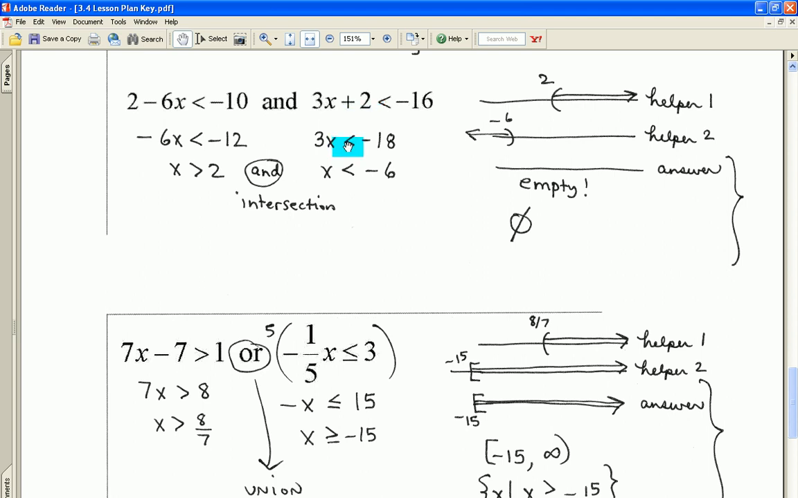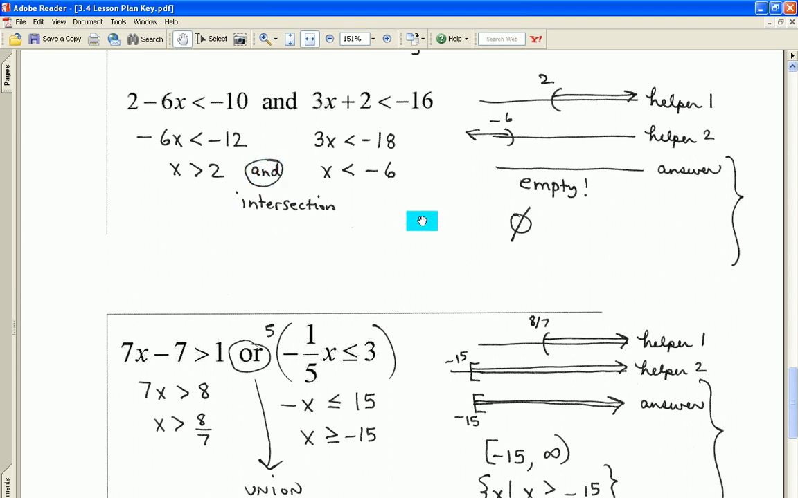That gives me 3x is less than negative 18. When I divide by 3, there's no sign changing. X is less than negative 6. Helper graph 1 is all numbers greater than 2. There's a paren because it doesn't include 2. Helper graph 2 would be all real numbers less than negative 6, not including it, so there's a paren.